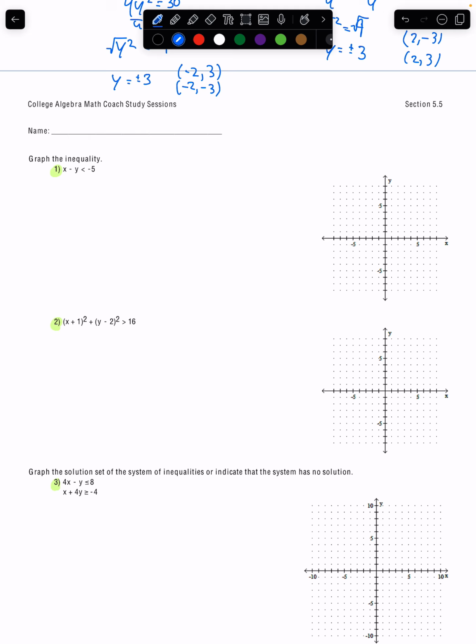Looking at the next section, we're going to graph some inequalities. To do that, we're going to have to put this in a regular equation form. We're going to want y on one side. So we're going to subtract both sides by x. And then we need to divide both sides by -1. But when you divide by a negative, you need to flip the sign.